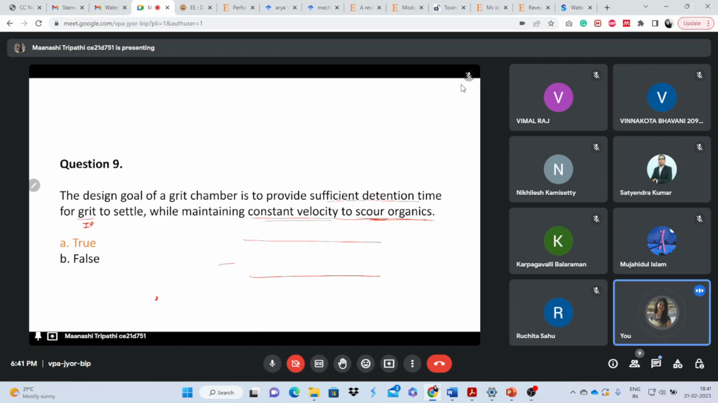When the velocity is high, the inorganic particles will settle because they are heavy. But the organic particles, with the flow velocity, can be scoured, so they can be removed. Scouring means removing. So that is why option A is correct. This is how we design the grit chamber. There should be some minimum velocity that can remove the organic particles but allow inorganic particles to settle. Understood? Let's move towards the next question.